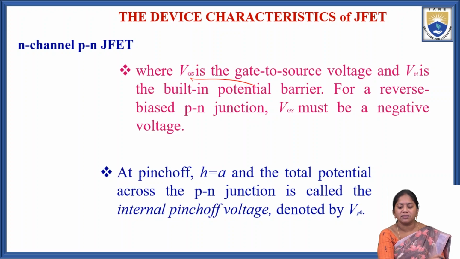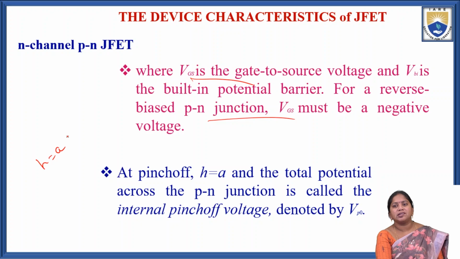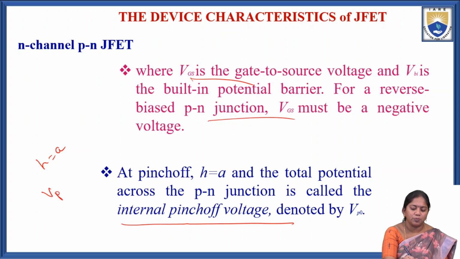For a reverse biased PN junction, VGS must be a negative voltage. At the pinch-off condition, h equals A, and the total potential across the PN junction is called the internal pinch-off voltage, which is denoted by VP0.